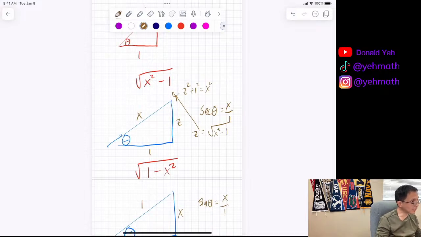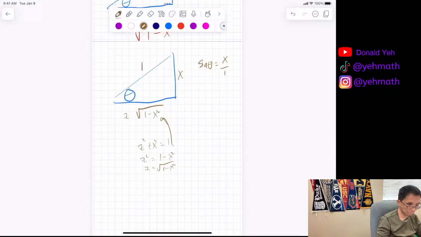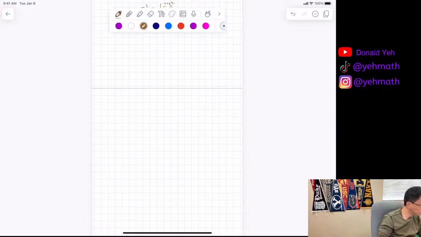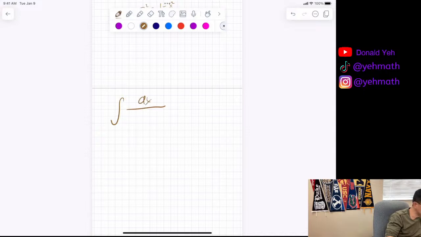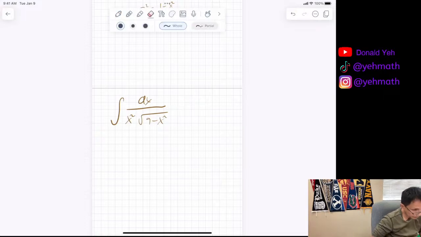Okay, so let's practice one. You guys ready? The integral of dx over x squared times the square root of 9 minus x squared. Oh, not dx, just dx on the top. You guys work together.